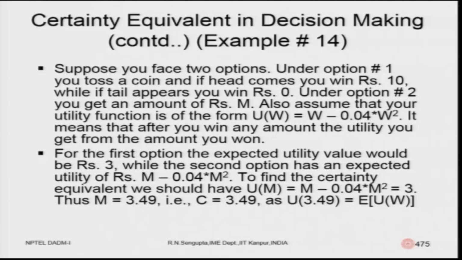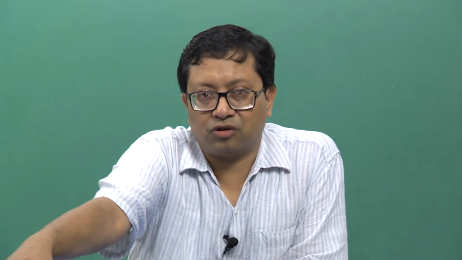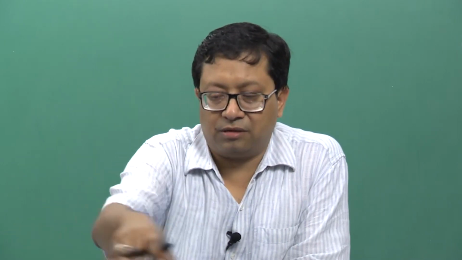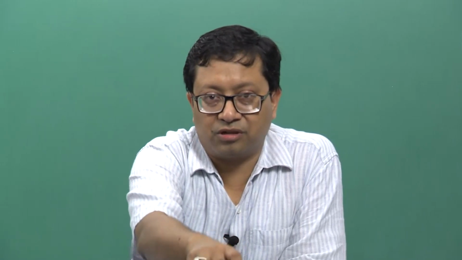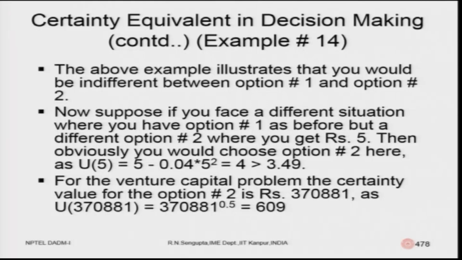So, 3 rupees 49 paisa or 3.49 units, if I place it on the left hand side, and on the right hand side I have that gamble, where half and half probabilities are there for tossing a coin, and the values I am getting are 10 and 0, then I will be indifferent between them. This value of 3.49 is the certainty value which I have. The above example illustrates that you would be indifferent between option 1 and option 2, considering 3.49.